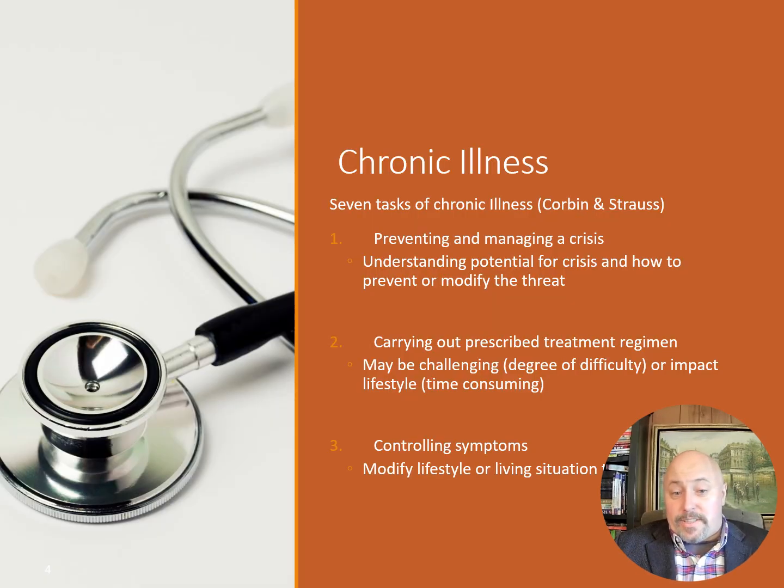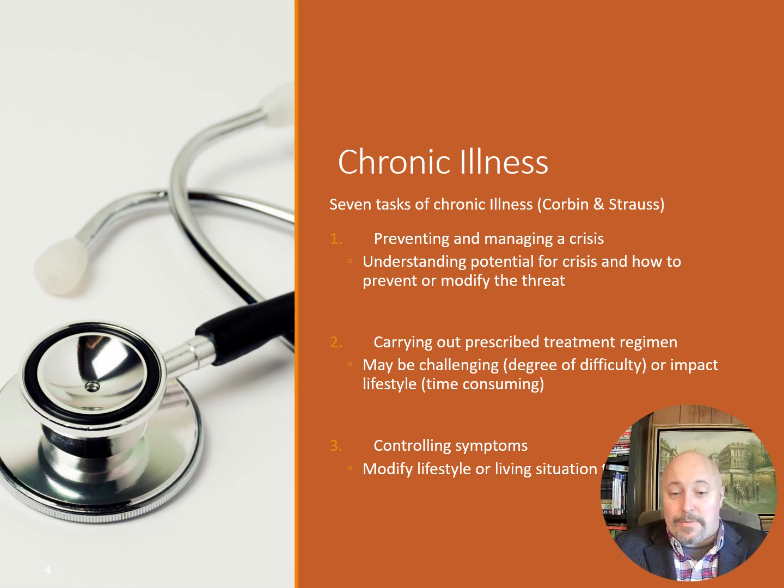Your textbook lists 7 tasks of chronic illness. The first is preventing and managing a crisis, understanding the potential for the crisis and how to prevent or modify that threat. The course of that illness is not necessarily completely stable. Say it's long-term pain. The pain level of that patient may vary wildly, with exacerbations and drastic increases in pain, and then decreases where it's more manageable.